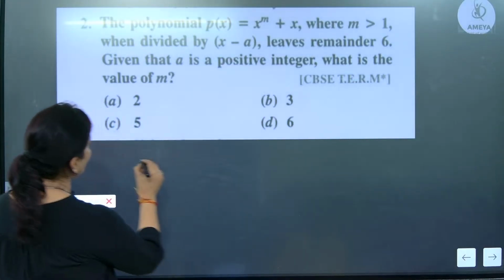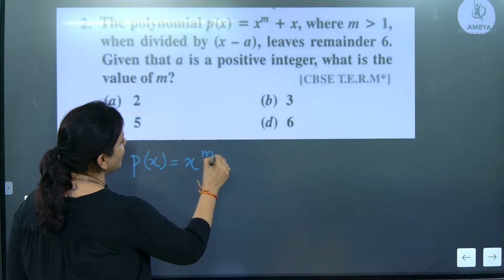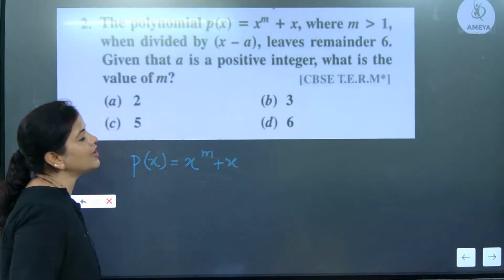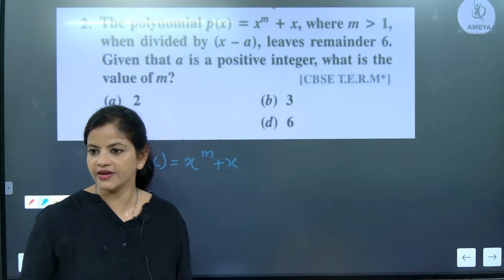Now look at the polynomial given to you: p of x is equal to x to the power m plus x, where m is greater than 1. But we don't know what the degree m actually is. Understand this.